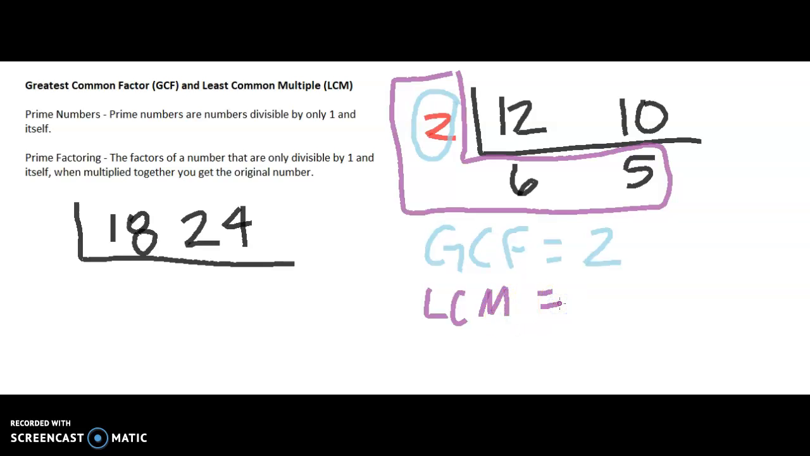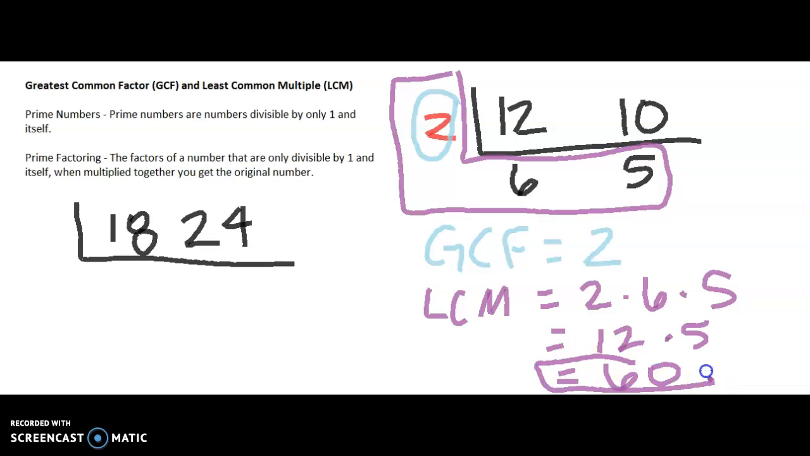So when we make our L, we're taking all of those factors, 2 times 6 times 5. So 2 times 6 gives me 12, and 12 times 5 gives me 60. So the least common multiple between those two is going to be 60. So remember that we're not just going to go ahead and multiply them together. That will give you a common multiple, but it won't give you the least common multiple.